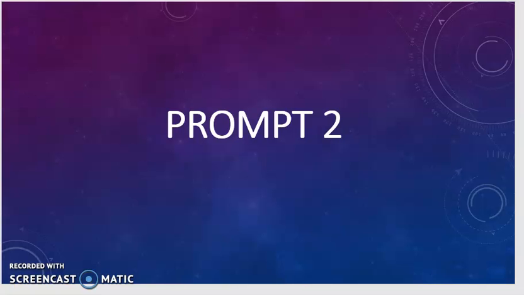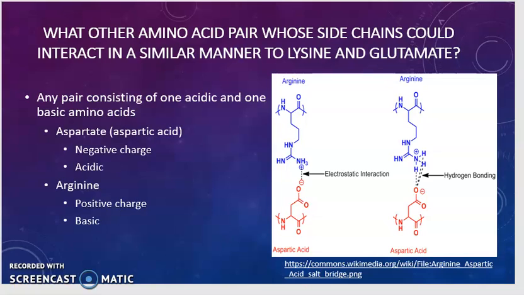And this takes us into the second prompt, which is what other amino acid pair whose side chains could interact in a similar manner to lysine and glutamate. So any pair consisting of one acidic and one basic amino acid would interact in such a manner. So I have here aspartate and arginine, aspartate being the acidic amino acid and arginine being the basic amino acid.